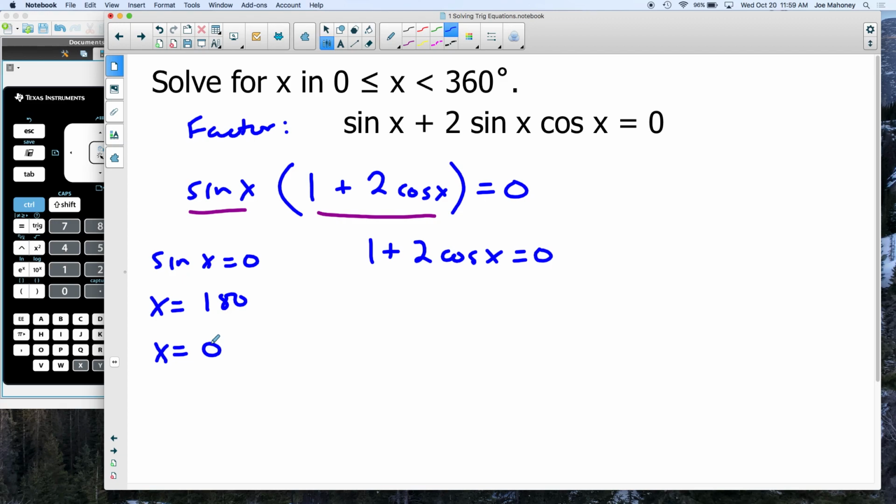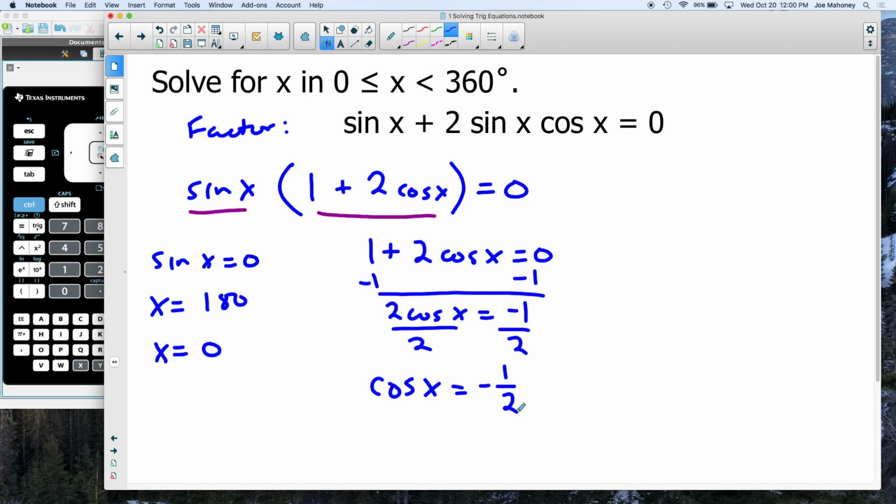If I solve this equation, I've got to subtract 1 from both sides. So I get 2 cos x equals -1. I'm going to divide each side by 2, so I get cosine x equals -1/2. And that's another angle that I know. I know what angle has a cosine of -1/2. Really, I know what angle has a cosine of 1/2.